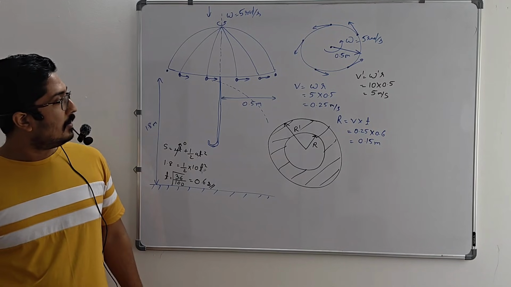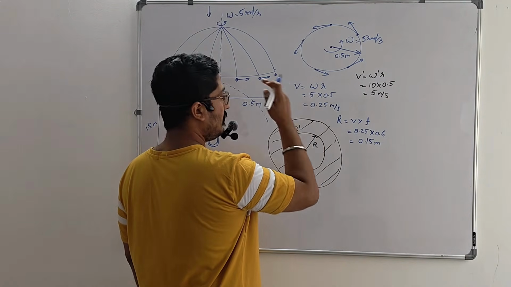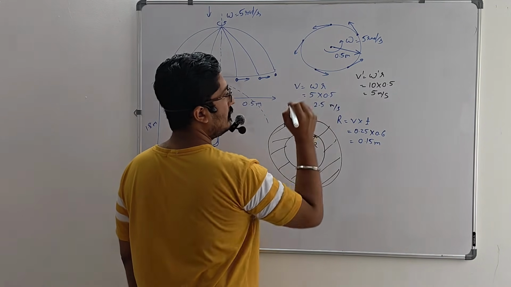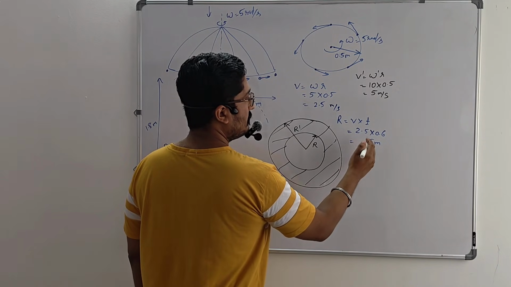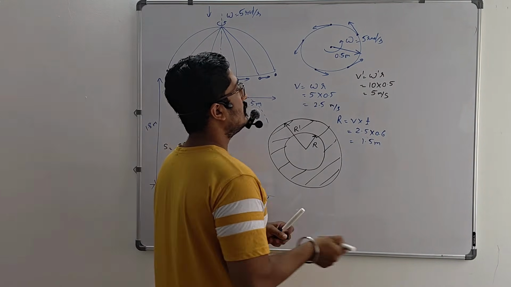Okay. So why is that? Yeah, I made a mistake here. See, 5 into 0.5 is actually 2.5. Sorry about that. So this is 2.5. So if this is 2.5, then my answer would be 1.5. Okay, 1.5 meters. And what about this second velocity, this case?